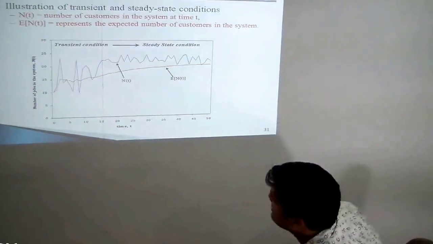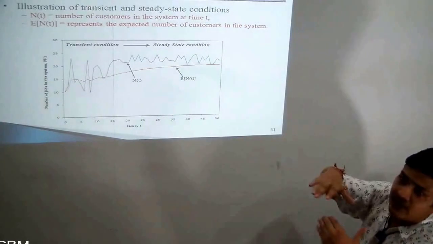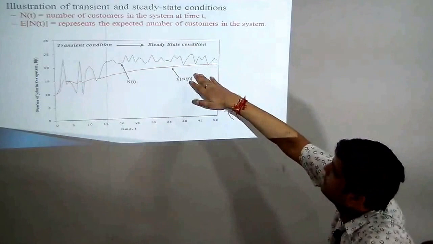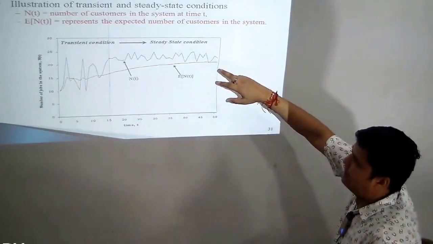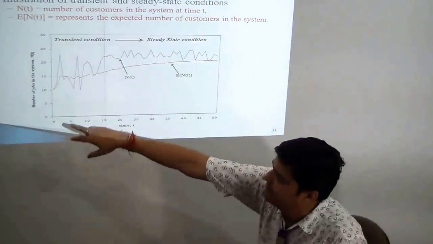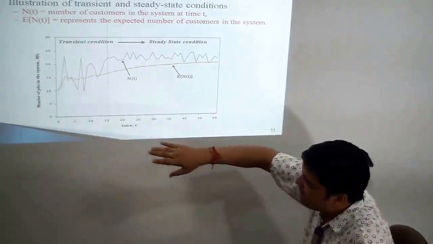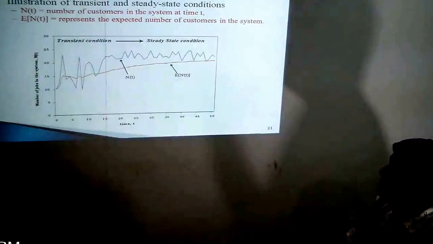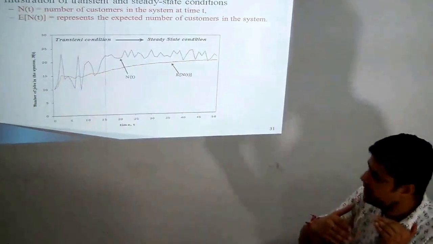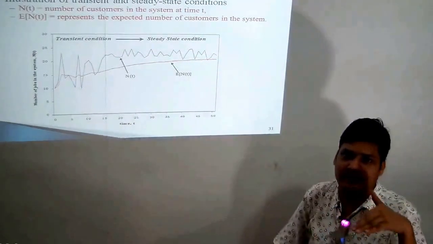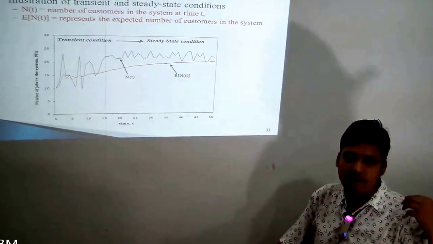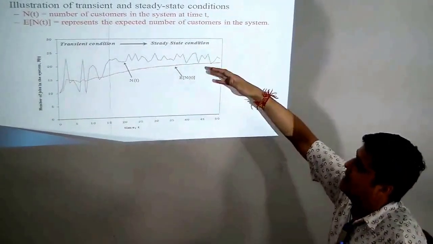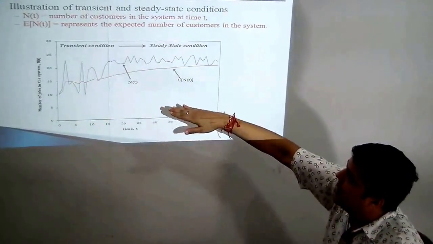So you can see the difference over here between N(t) and E[N(t)]: the number of customers in the system, and the expected number of customers in the system. This is the graph between them. It starts from the same point, and the N(t) curve, the number of customers in the system, may vary. Why is it shown up and down? Because sometimes customers will be more and sometimes fewer, so it depends. That's why it is zigzag, up and down.